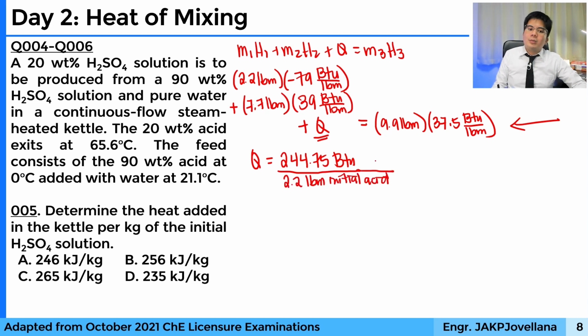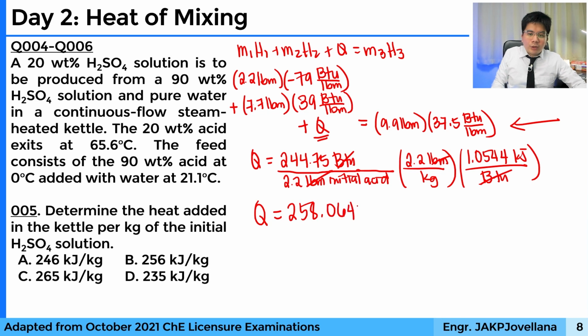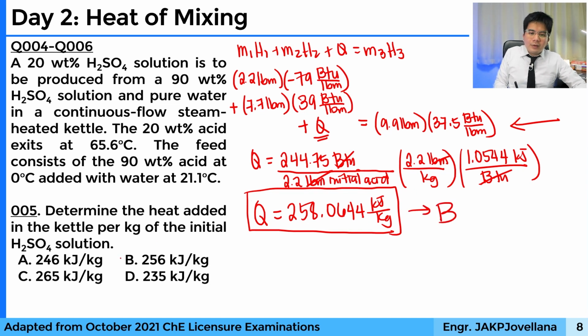This is based on a 2.2 pound mass initial acid. Since our choices and problem are in SI units, we need to convert this. So 2.2 pound mass per kilogram. We will cancel lbm. Next, we convert BTU, multiplying 1.0544 kilojoules per BTU. We can cancel BTU, and our answer is in kilojoules per kilogram. So calculating, Q is approximately 258.0644 kilojoules per kilogram. So this answer is nearest to the choice letter B, 256 kilojoules per kilogram. The slight difference is due to the graphical technique, and there are errors associated with reading the values from the graph.